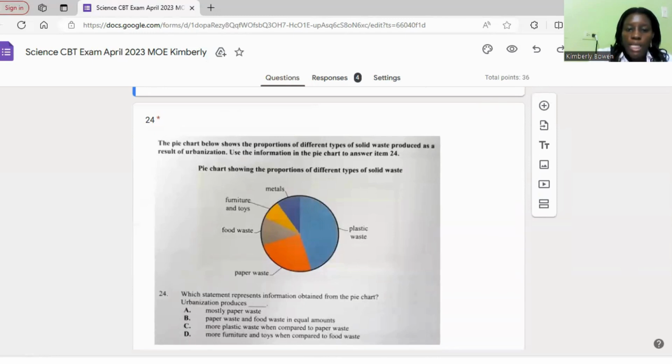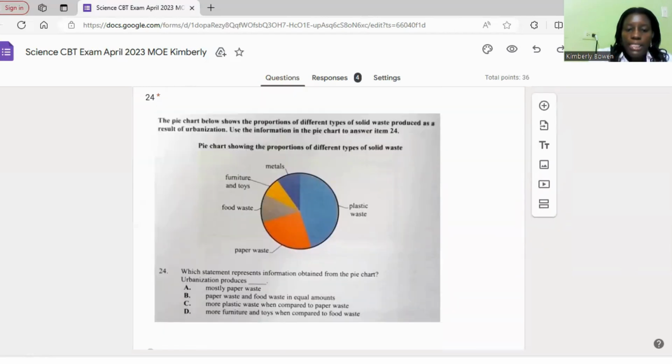Which statement represents information obtained from the pie chart? Urbanization produces mostly paper waste. Paper waste and food waste is in equal amounts. That's not correct. A is also not correct. More plastic waste when compared to paper waste. That's correct. Or more furniture and toys when compared to food waste. Furniture and toys. Okay, so that's not correct. So the correct answer is C.